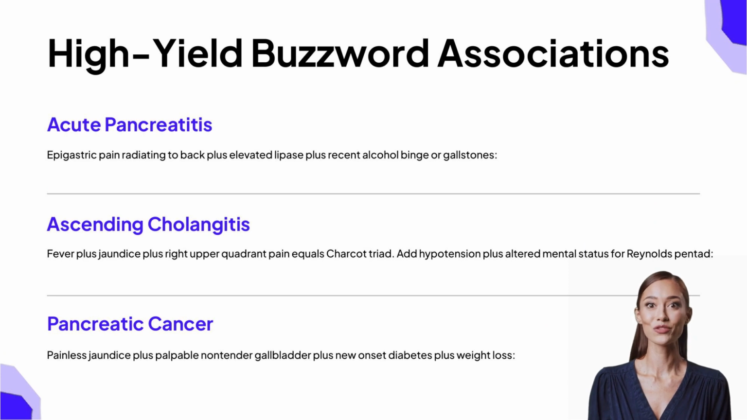Now let's talk about buzzwords. For acute pancreatitis, look for epigastric pain radiating to the back plus elevated lipase plus a history of alcohol or gallstones. For ascending cholangitis, the classic Charcot triad is fever, jaundice, and right upper quadrant pain. If they add hypotension and altered mental status, that's Reynolds pentad indicating severe sepsis. For pancreatic cancer, the buzzwords are painless jaundice, palpable non-tender gallbladder called Courvoisier sign, new onset diabetes, and weight loss.